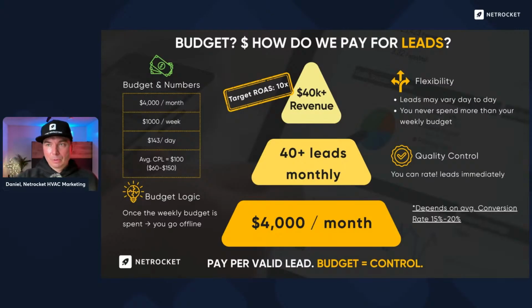And then how about the conversion of those leads? It depends on whether they are service leads or leads for installations and replacements, and the conversion will be different. The main thing which I would target is ROAS 10x. So if we invest $4,000 monthly into LSA, we need to get $40K in revenue by the end of the month or when we close all the leads. This would be the main metric which I would target. We pay for valid leads here, and we control the budget within the account.